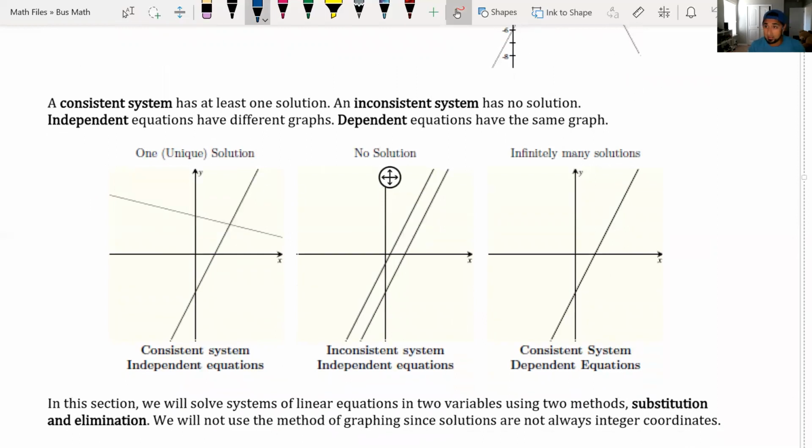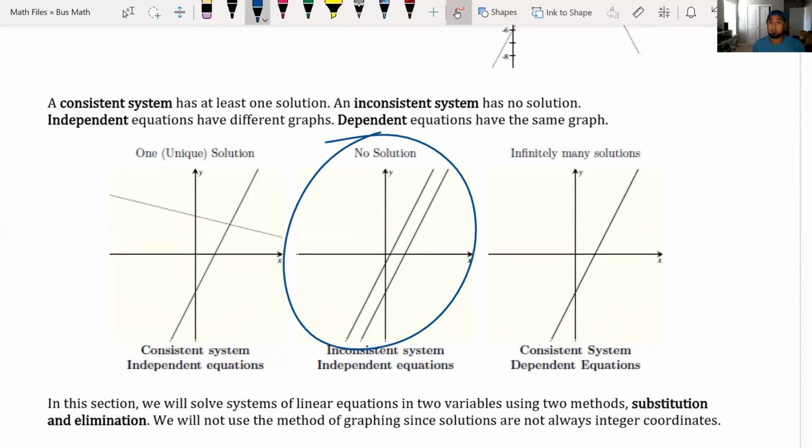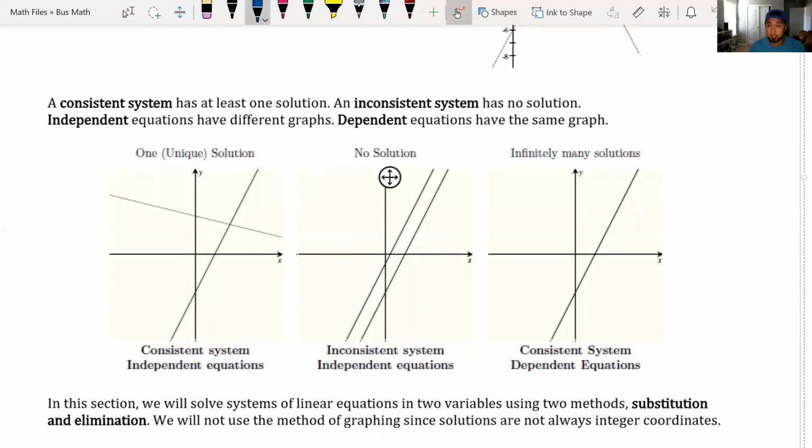You have an inconsistent system, which has no solution, which means your lines do not intersect, which is represented by the second picture. We have parallel lines. They do not intersect. There is no solution. It is inconsistent. And then the third one, you have a dependent equation.